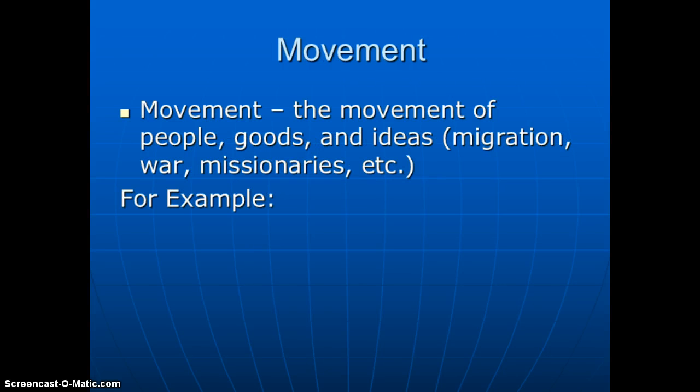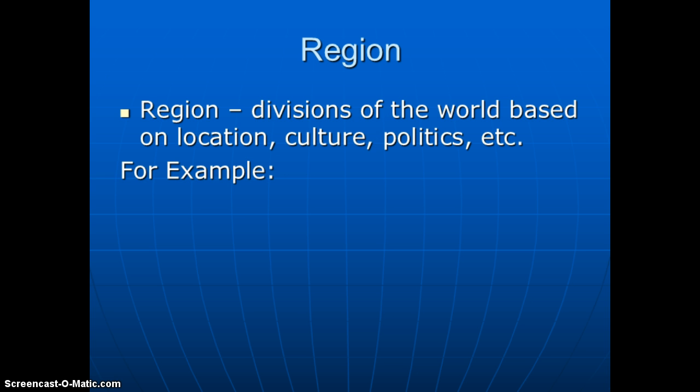Movement is just the movement of people, goods, and ideas. A really good example would be war. For example, in the war in Syria right now, many people are fleeing the area for their lives. Another example would be the Irish potato famine, where people had to leave because they were starving to death, and a lot of them came to the United States.